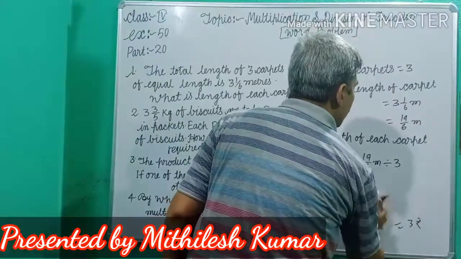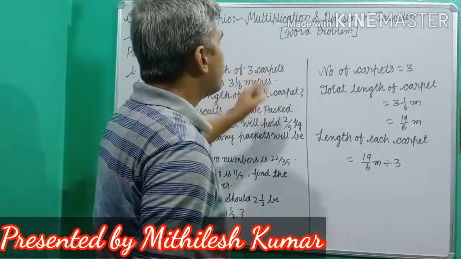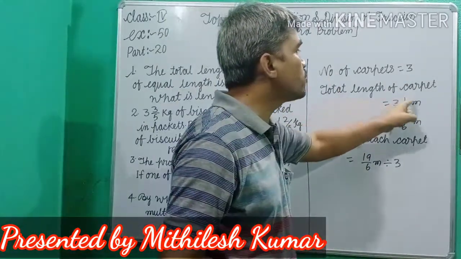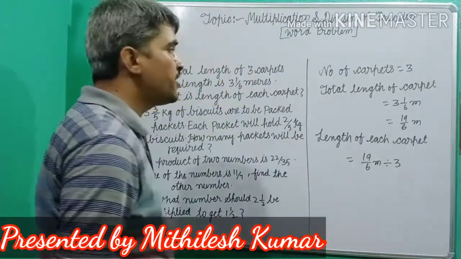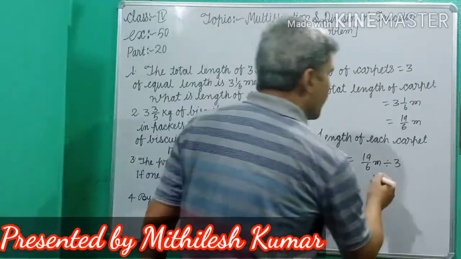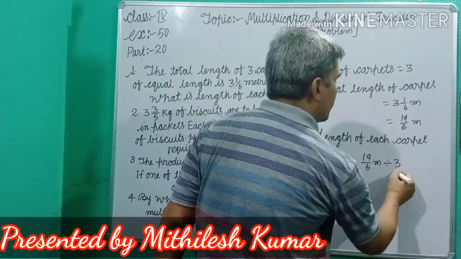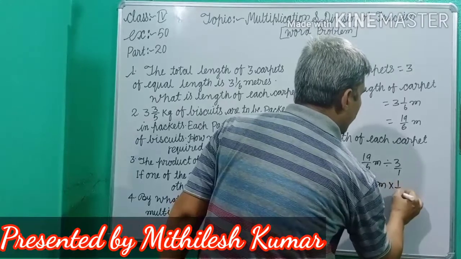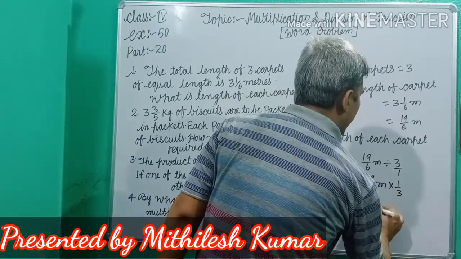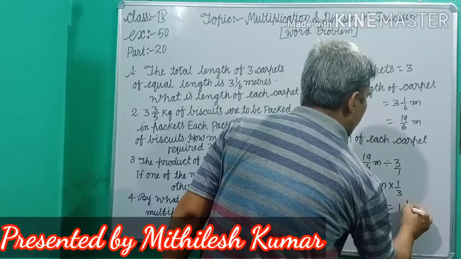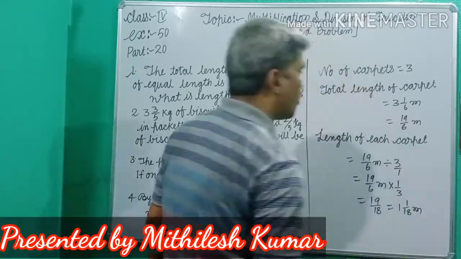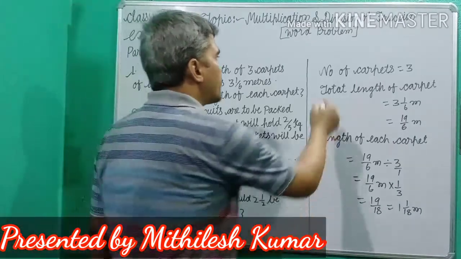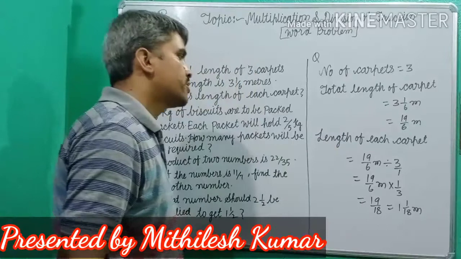Here, similarly, the total length of 3 carpets: number of carpets 3, total length 3 and 1/6 meters, that means 19 by 6 meters. Length of each carpet is 19 by 6 meters divided by 3. Now 19 by 6 meters multiplied by 1 by 3, that means 19 by 18, that means 1 and 1/18 meters, the length of each carpet. So I hope that you understand such type of problems, dear students.